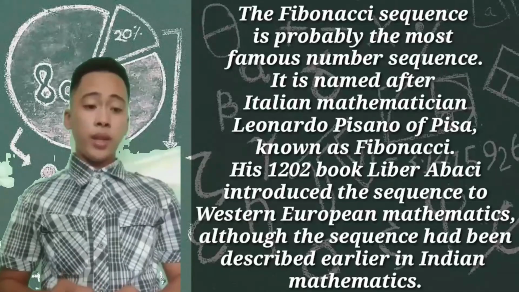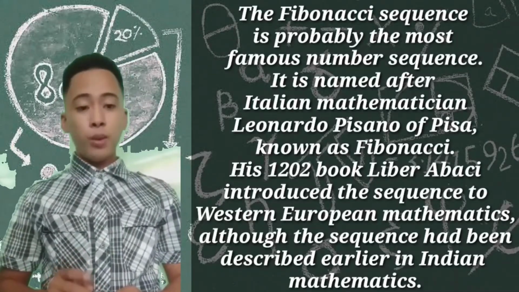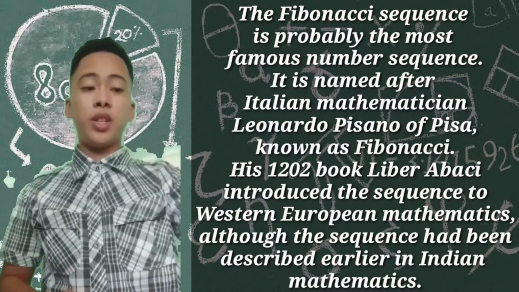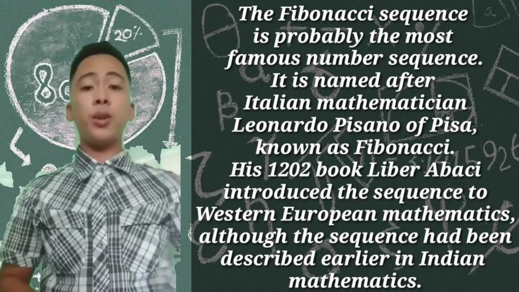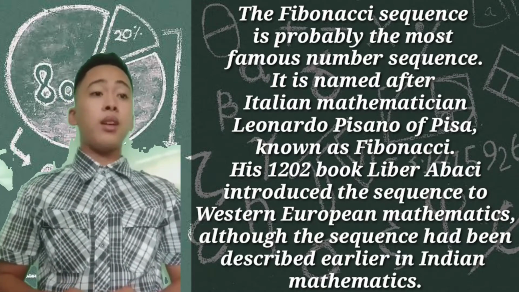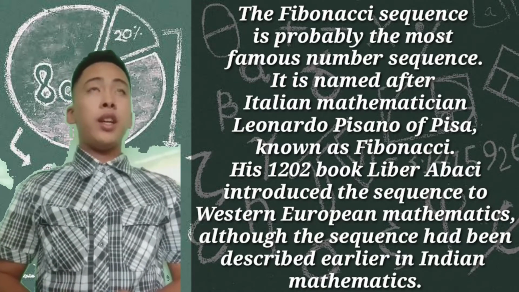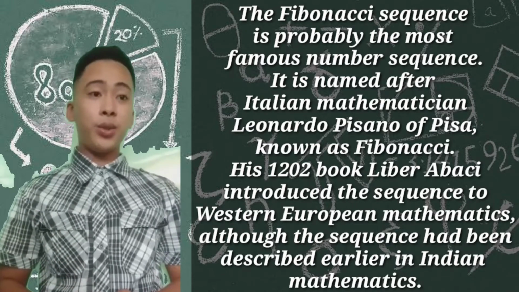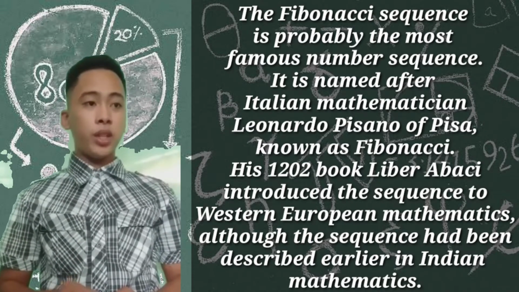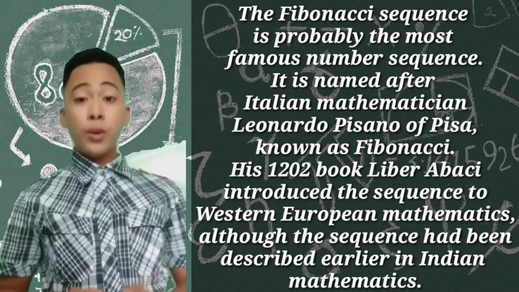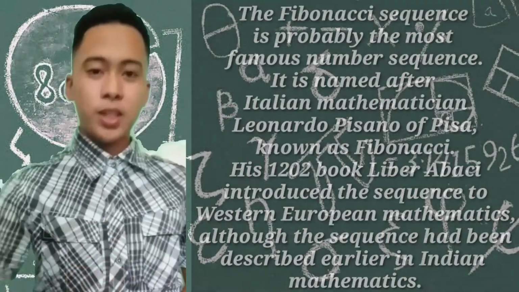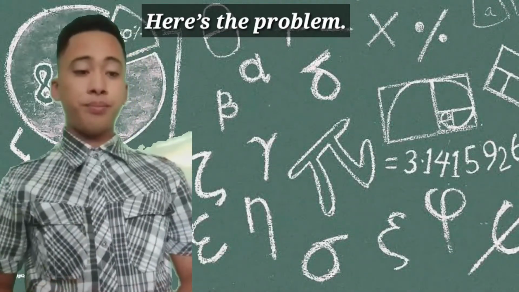The Fibonacci sequence is probably the most famous number sequence. It is named after the Italian mathematician Leonardo Pisano of Pisa, known as Fibonacci. His 1202 book Liber Abaci introduced the sequence to Western European mathematics, although the sequence had been described earlier in Indian mathematics.